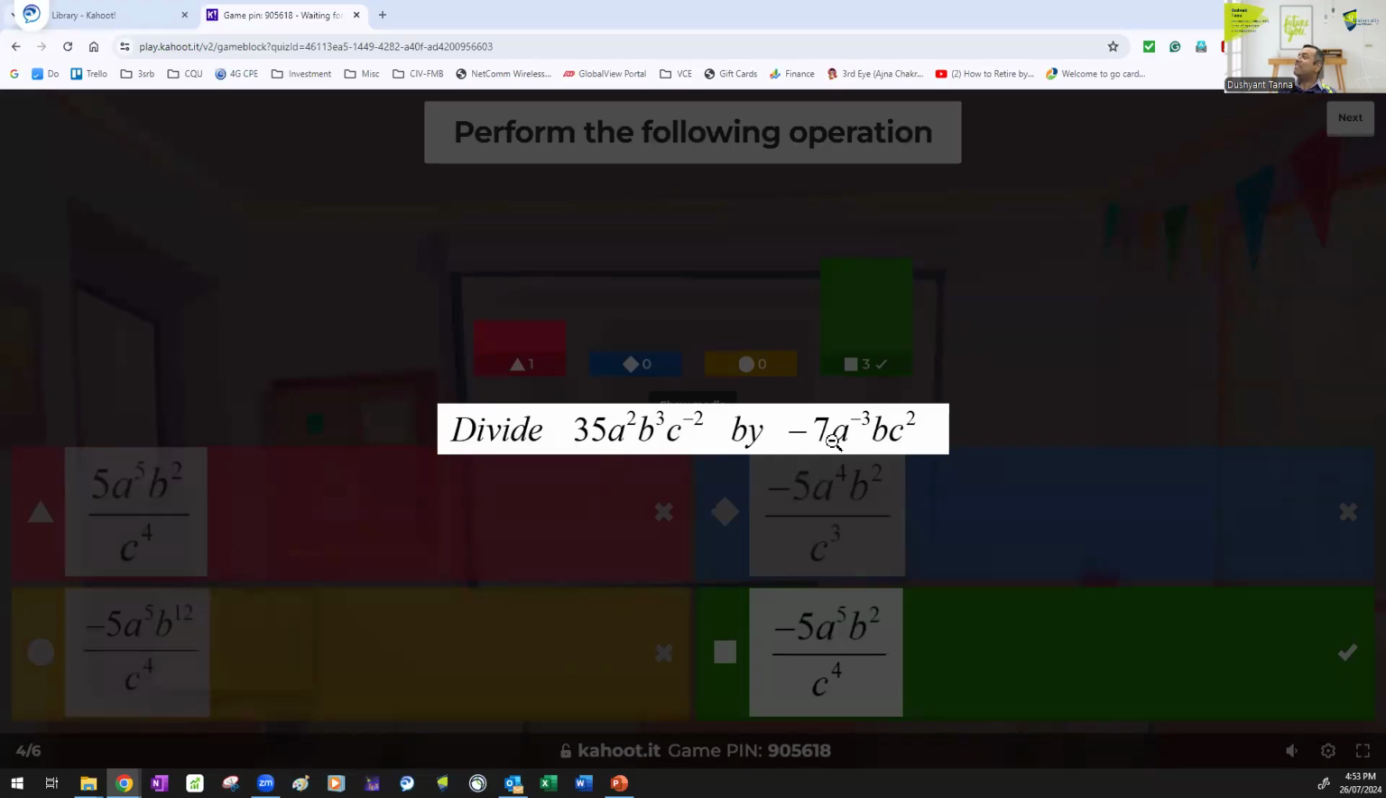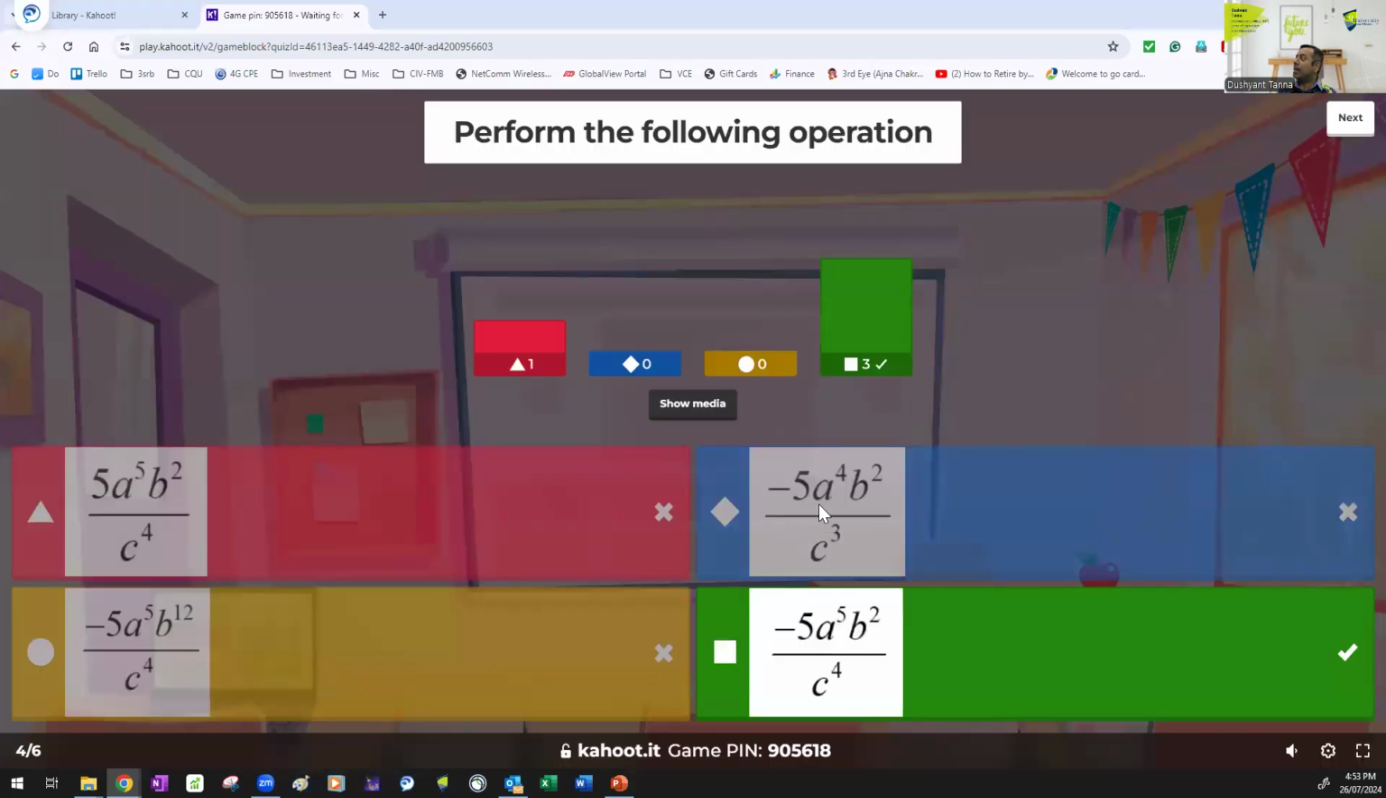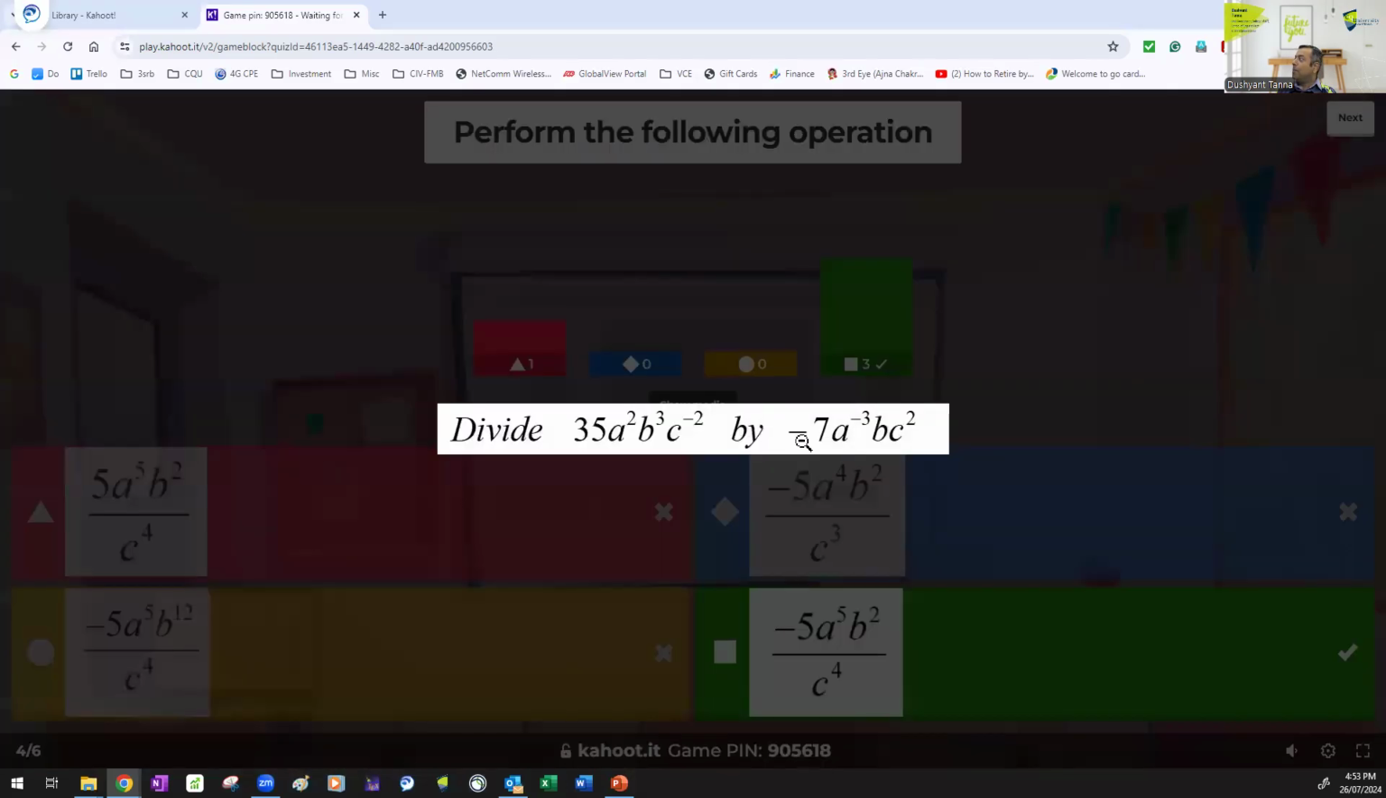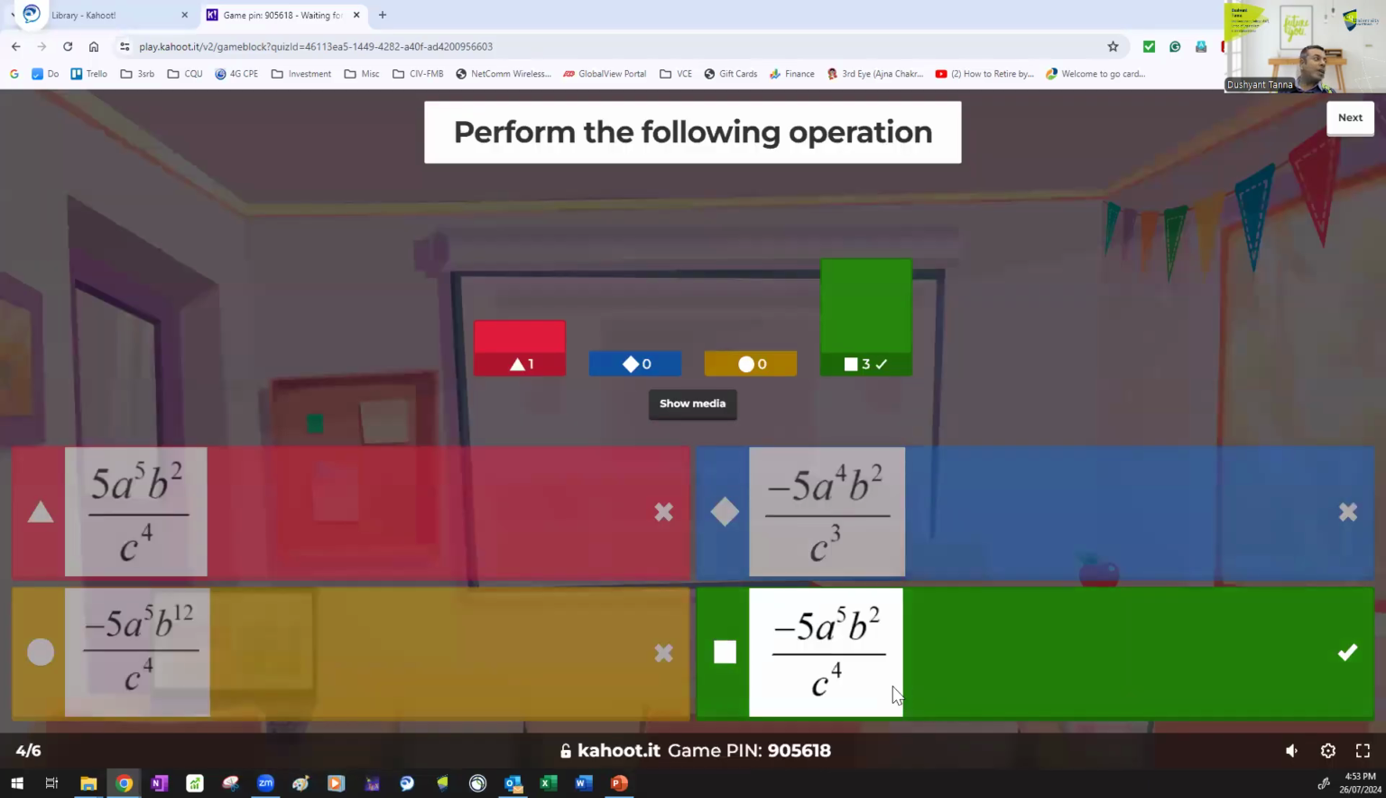Yeah. A squared divided by a negative 3, so a power 5. So blue is gone, right? It's green or orange. Now focus on B because C is the same. Yeah. B is B3 over B. So B squared. That's a green one.